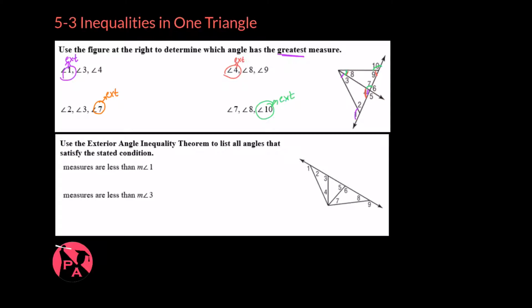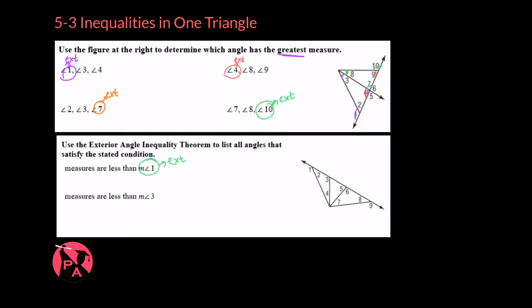So let's move on to the next question. Use the exterior angle inequality theorem. That means just locate the exterior angle, which is going to be the greatest one, to list all angles that satisfy the stated condition: measures less than angle 1. If you are looking for angles that are less than this, this should be the exterior angle. So let's just focus on angle 1. Angle 1 is right here, and that is the exterior angle of this triangle.